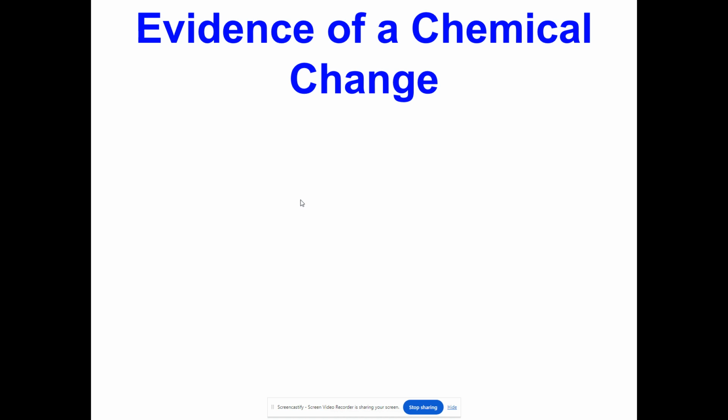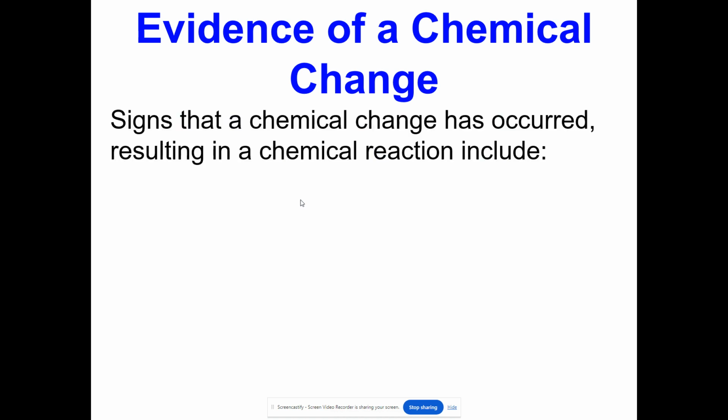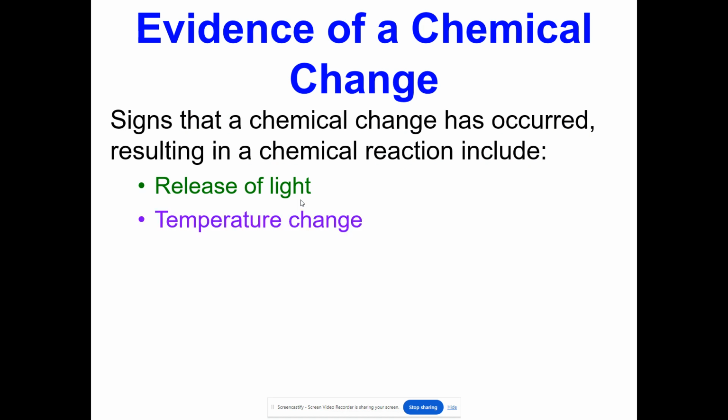Wanted to give you a little review of how we tell a chemical change is happening, right? We've gone over this stuff before, but here's some basic science. If we get a release of light, right? Any kind of burning will release light. That's a good example of evidence of chemical reaction. A temperature change, right? If you get a release of heat or an absorption of heat, good indication of chemical reaction. An odor change. So if you're smelling something new that wasn't there before, good indication that's a new substance.